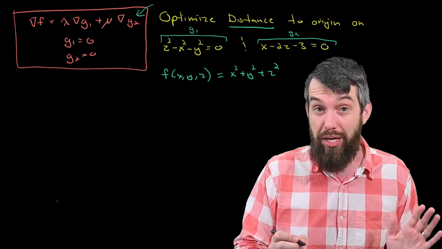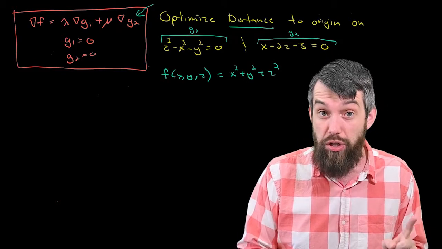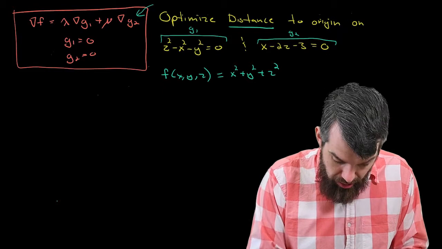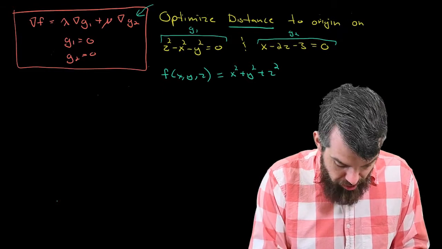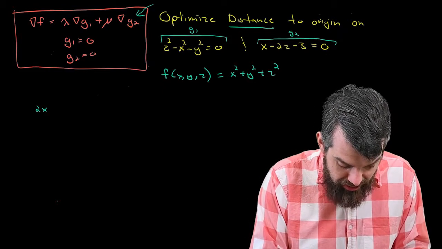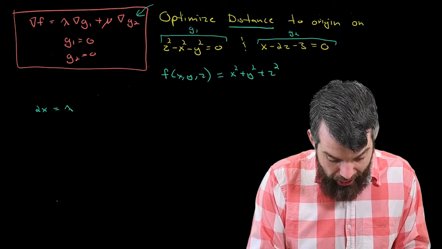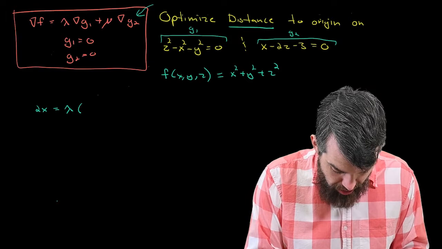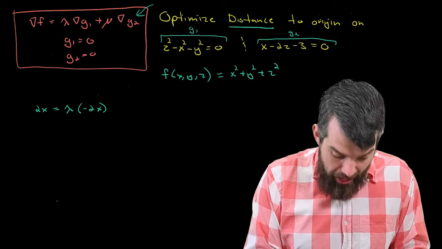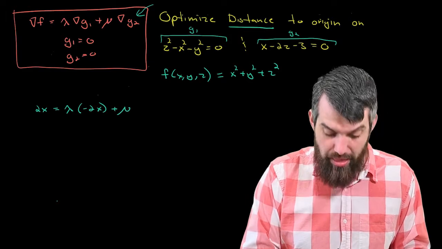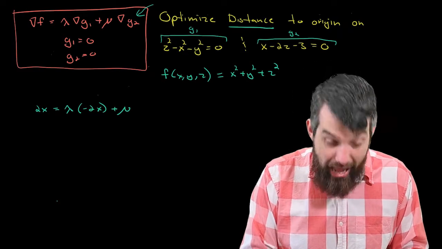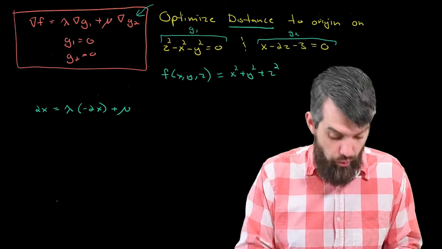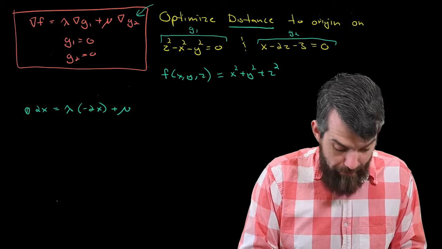So first one, I'm going to look at the top equation, the gradient of f, but I'm only going to do the derivatives with respect to x. So if I look at my f, then the derivative of f with respect to x is 2x. And then I write lambda, and then the partial derivative of g1 with respect to x is going to be minus 2x. And then I add to that a mu, and the partial derivative of g2 with respect to x is just 1, so I'll just leave it. So that's my first equation, and I'm going to call this equation number 1.